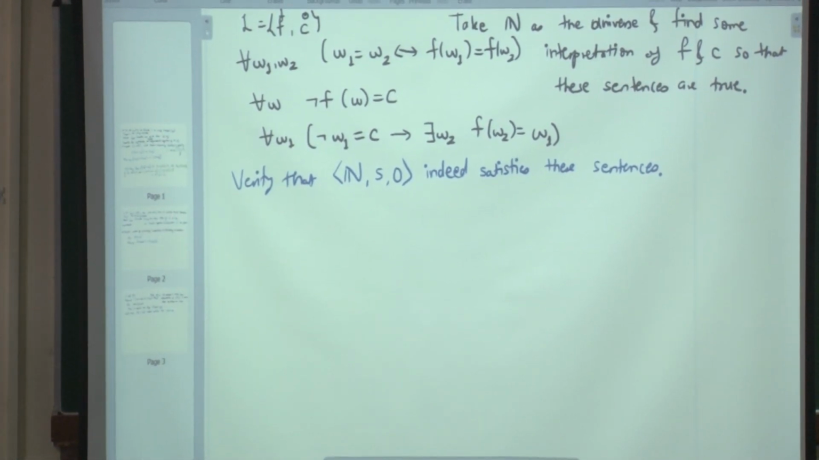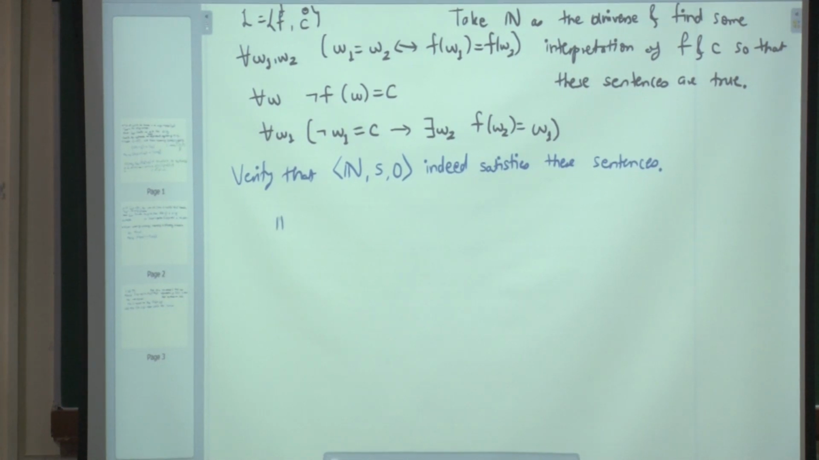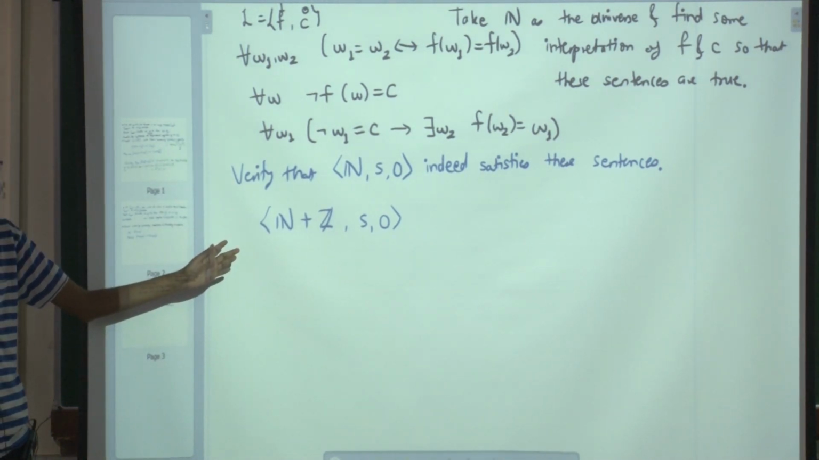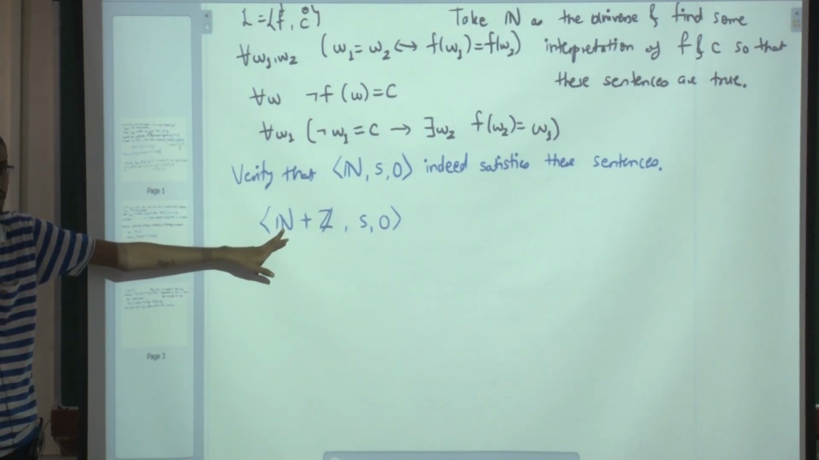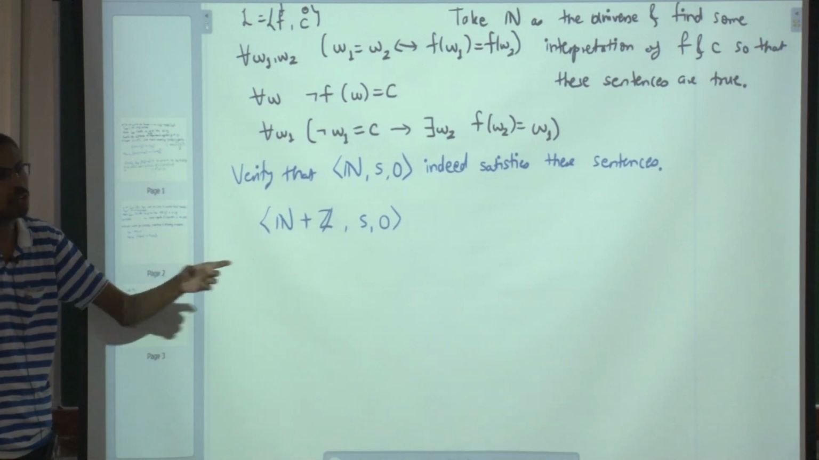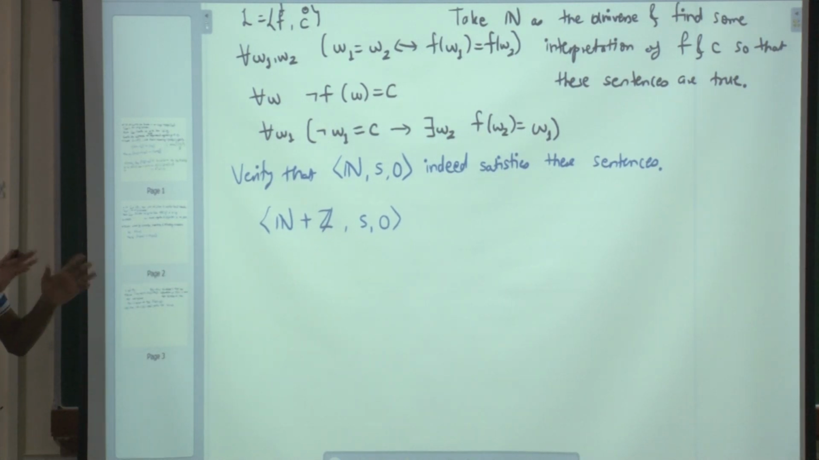Now the thing that we need to do is take a copy of natural numbers and after that place a copy of integers and then define the successor function at 0. I mean 0 is in natural numbers. Now this structure will also satisfy all the things. For natural numbers the successor is the usual successor. For integers it's also the usual successor. But don't mix these things up.